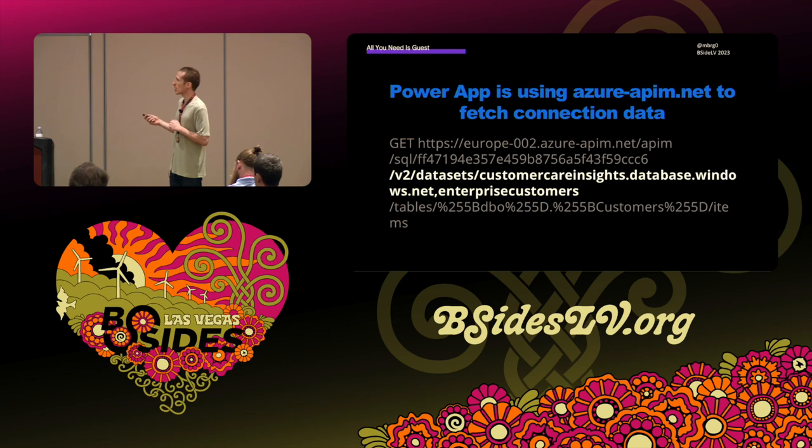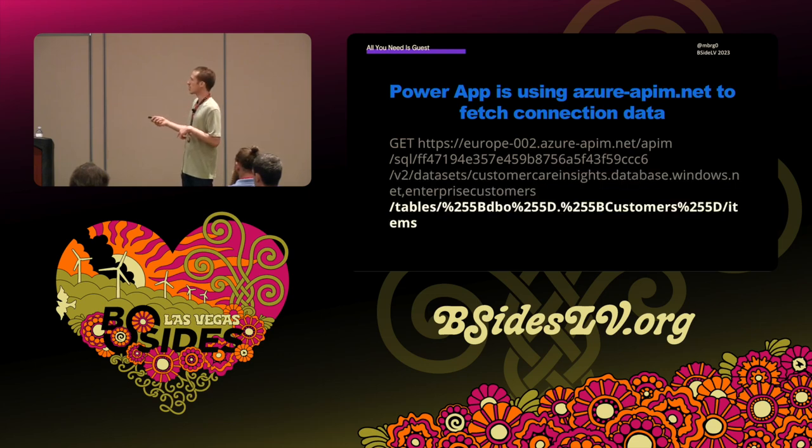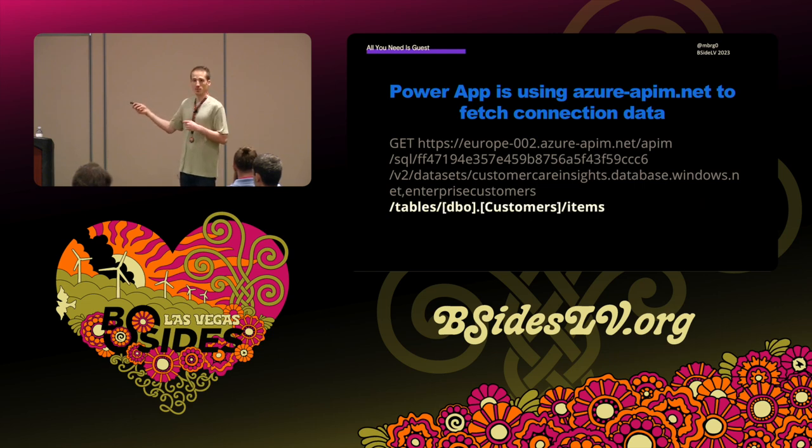And then after the SQL, I need to choose the data set. This is because if you authenticate to SQL with your OAuth token, then you actually have access to multiple SQL servers, because this is using your own kind of Azure managed identity. You can see that I'm choosing the customer insights database and the specific enterprise customer's data database, so a server and a database. And then there's a request here to tables, and let me just fix the URL here. So tables, the name of the table, items. So this is actually just an interface to query the SQL Server.